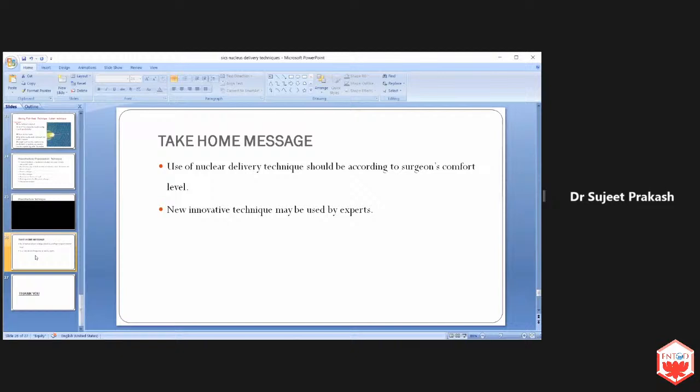So the take home message for me: the use of nuclear delivery technique should be according to the surgeon's comfort level, and newer innovative techniques may be used by experts.